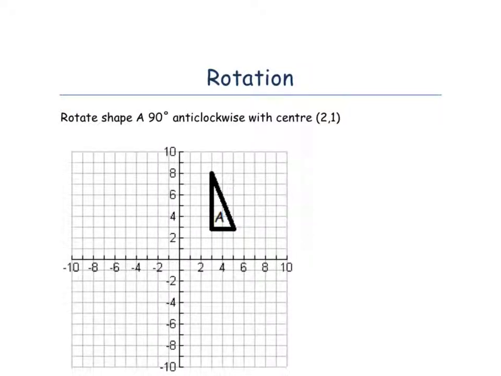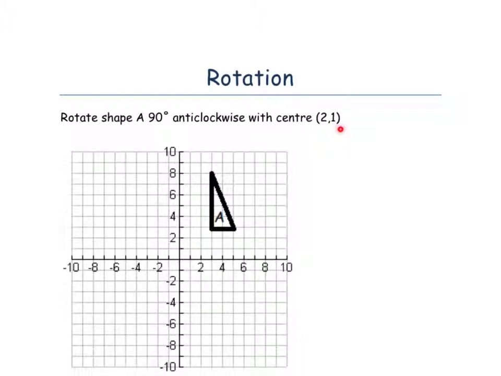Rotation. Now, to carry out rotation, you need three bits of information. You need to know how many degrees you're rotating the shape, which direction, and where the centre of rotation is. Now, here we're asked to rotate shape A 90 degrees anti-clockwise with the centre (2, 1). So we've got all those three bits of information required. You've got the degrees, you've got the direction, anti-clockwise, and you've got the centre of rotation (2, 1).